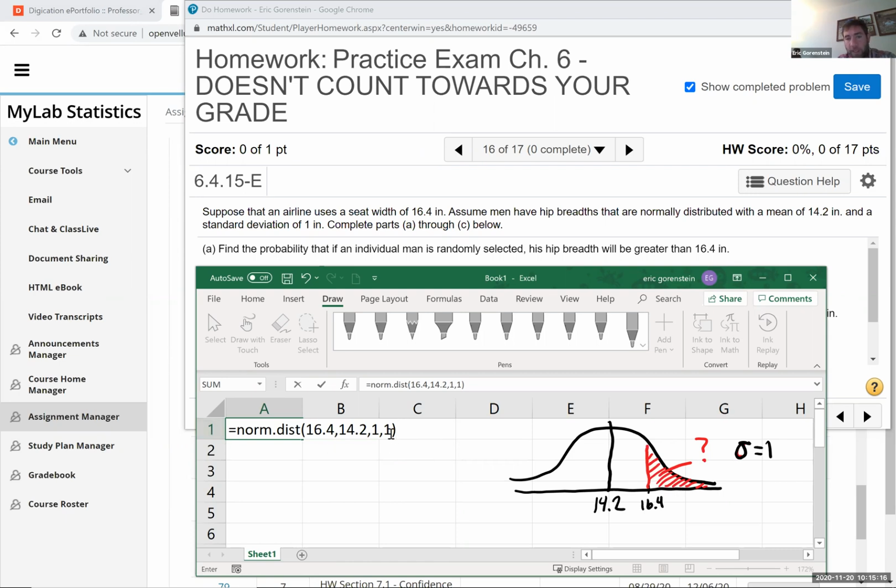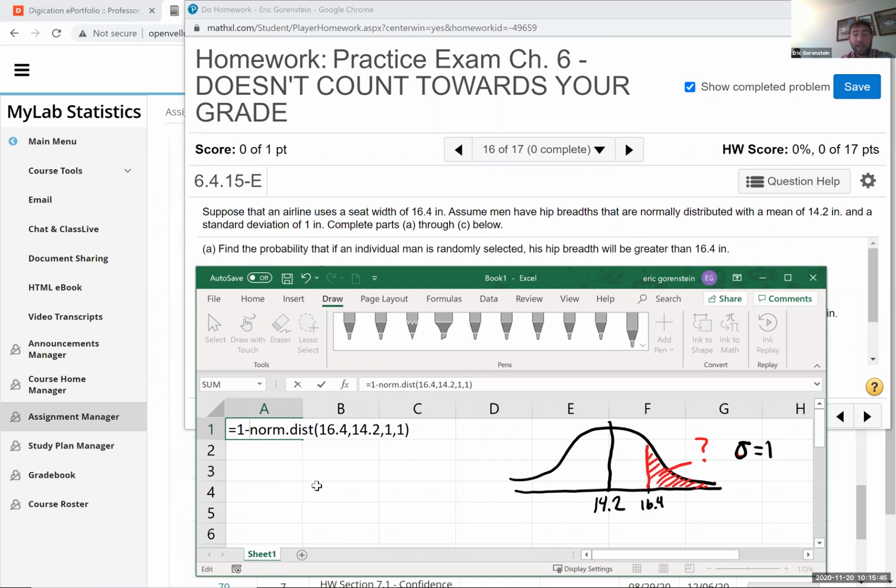So what I just typed is not going to work because that only gives us area to the left, right? This problem is saying greater than. That's the keyword, greater than. Greater than means above or to the right. So to find that red area, we need to find the complement. So we need to do 1 minus the area to the left. So I need to put a 1 minus into that formula.